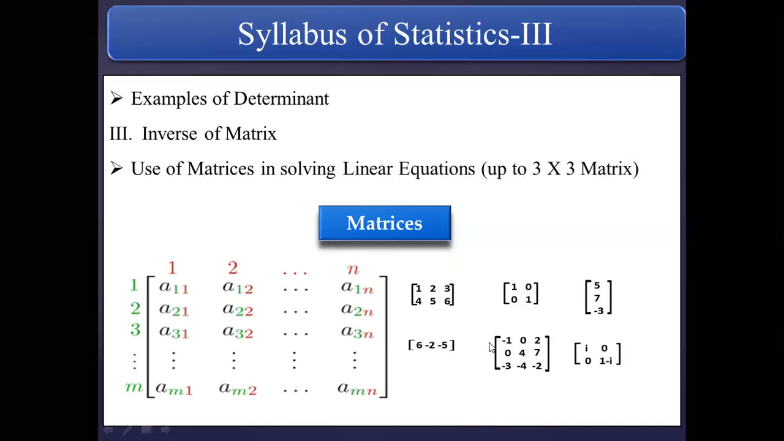How many rows are there? 1, 2, 3. And how many columns are there? 1, 2, 3. So here rows and columns are both the same, so you can find the determinant, and the order of this matrix is 3 by 3.